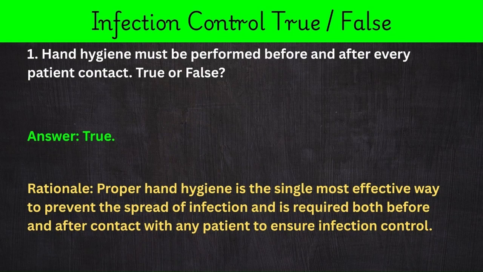1. Hand hygiene must be performed before and after every patient contact. True or false? Answer: true. Rationale: proper hand hygiene is the single most effective way to prevent the spread of infection and is required both before and after contact with any patient to ensure infection control.